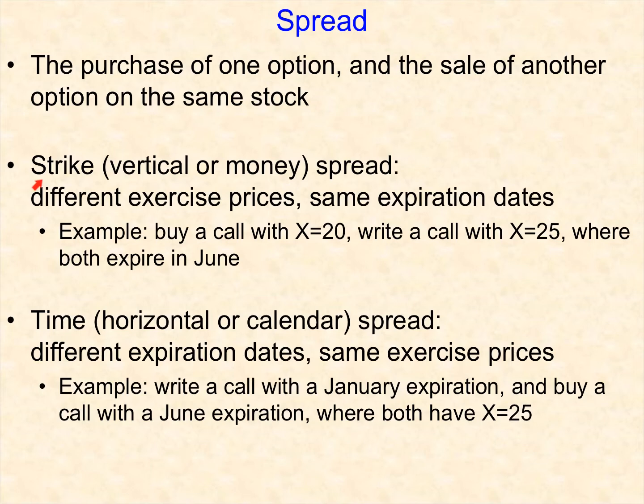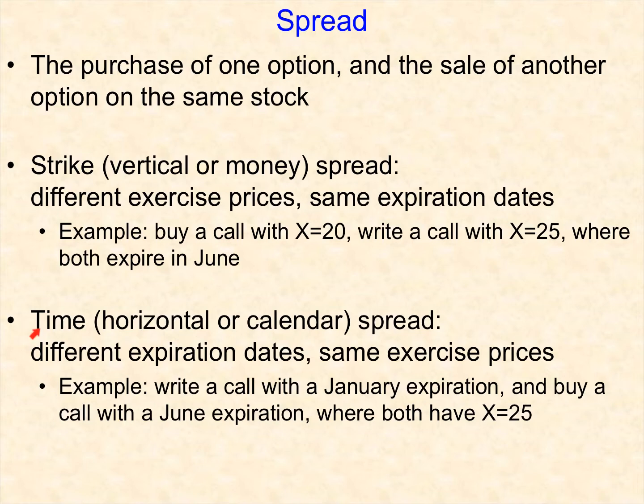Spreads can be characterized as a strike spread, also known as a vertical or money spread. In these, the two options will have different exercise prices, but have the same expiration date. For example, we might buy a call with a $20 exercise price and write another call with a $25 exercise price, but both expire in the same month of June.